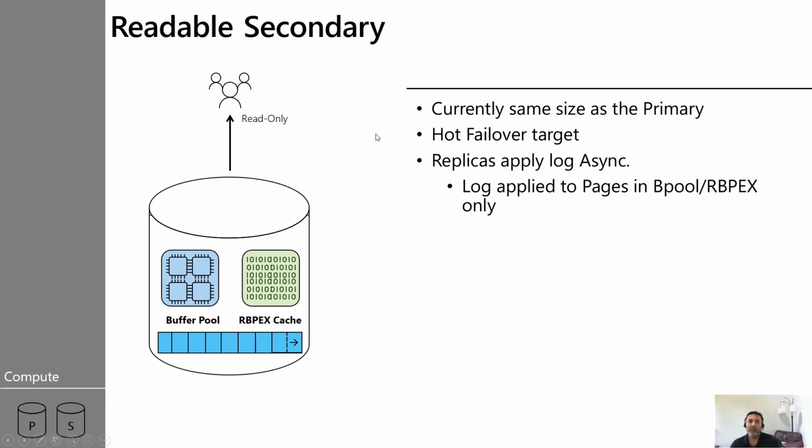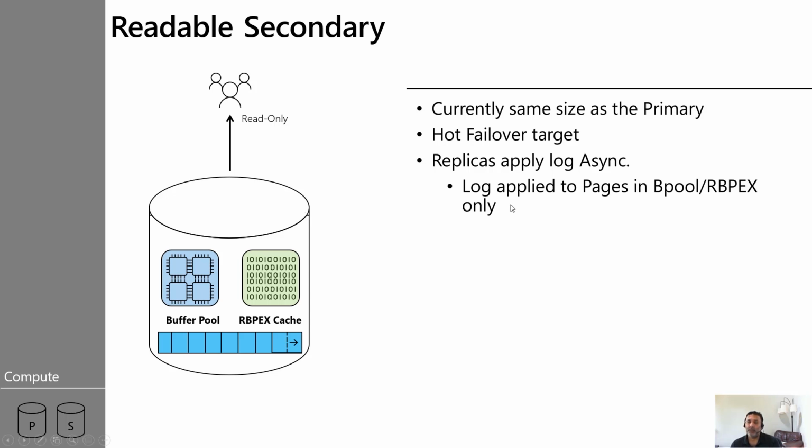Now the thing to remember is there's no direct communication between primary and secondary. Unlike business critical, which is based on Always On availability groups, in Hyperscale, the primary replica does not talk directly to the secondary replica. All the communication is done via the log service. And so replicas apply this log asynchronously. What that means is there can be a milliseconds delay between what the primary sees and what the secondary sees.